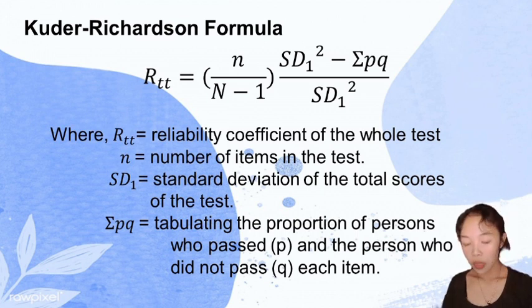So, the RTT is the reliability coefficient of the whole test. The N is the number of items in the test. SD1 is the standard deviation of the total scores of the test, and the summation of PQ tabulates the proportion of persons who passed, or P, and the persons who did not pass, or Q, on each item. So yun po yung ways on how to establish the reliability of an instrument.